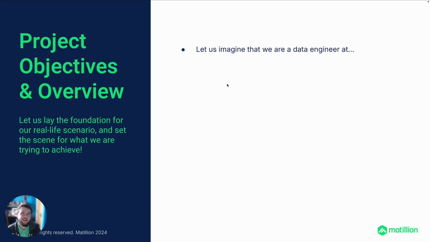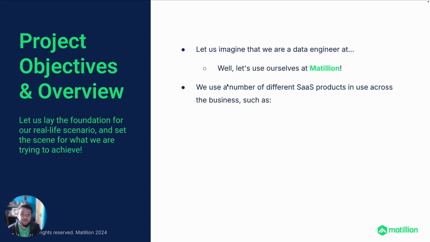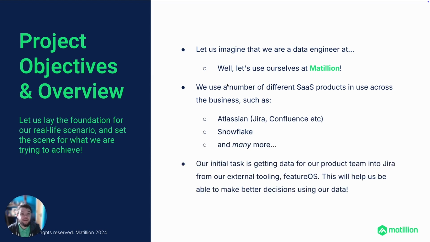Let's assume that we're a data engineer at a company. Let's say, let's pick Matillion. We have loads and loads of different SaaS products in use across the business, such as things like Atlassian and Snowflake, obviously, and many, many more. We need to get data for our product team from a source, in this case, FeatureOS, and get it into our Snowflake warehouse so we can then do analysis.